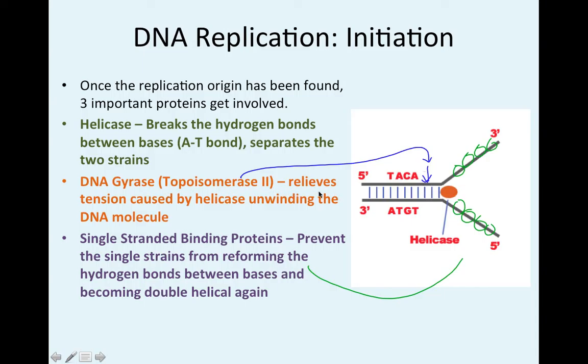So we have another molecule that just relieves the tension, and that's called DNA gyrase or topoisomerase. And it's just relieving the tension in front of helicase.